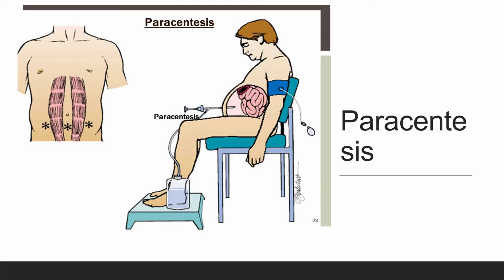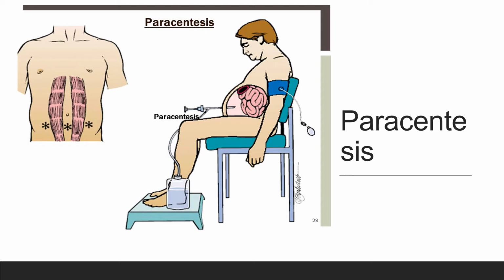Because of liver disease, it's cyclic, meaning you remove the ascites, but the condition remains, and so the ascites comes back. So they often have to repeat the paracentesis.